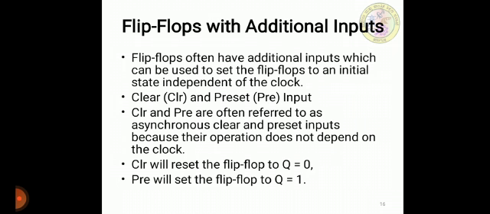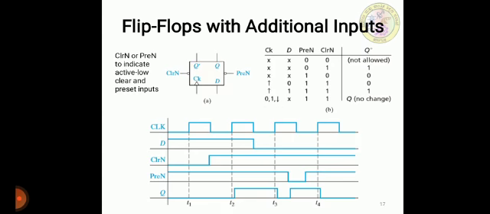Next, we have flip-flops with additional inputs. Basically, a flip-flop often has additional inputs which can be used to set the flip-flop to an initial state independent of the clock, and the additional inputs are clear and preset. They are referred to as asynchronous clear and preset inputs because their operation does not depend on the clock. If the clear is given, it will reset the flip-flop to 0. If the preset is given, it will set the flip-flop to 1.